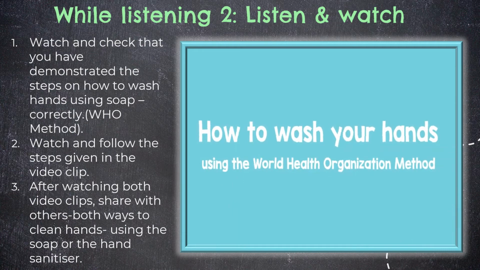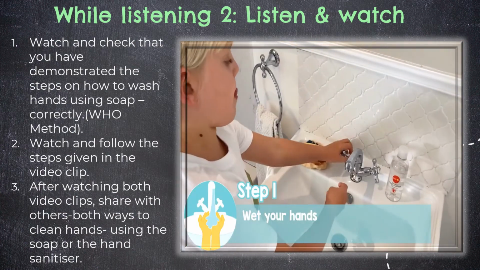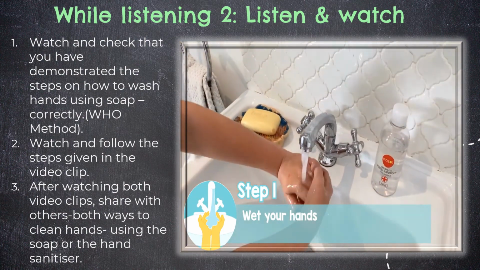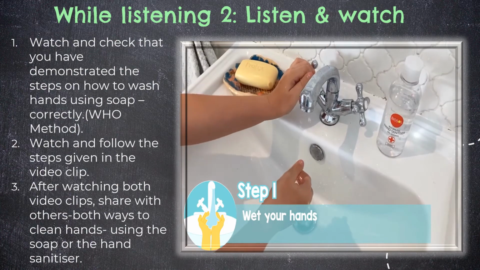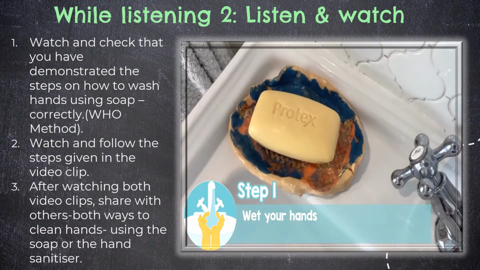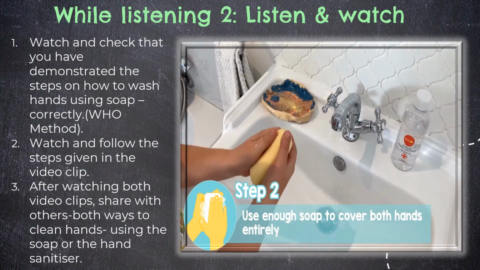Wash your hands using the World Health Organization's method. Hi friends, this is how to wash your hands. Step 1. Wet your hands. Remember friends, we want to wash our hands for at least 20 seconds to make sure we get rid of all of the germs. Step 2. Use enough soap to cover both hands entirely.